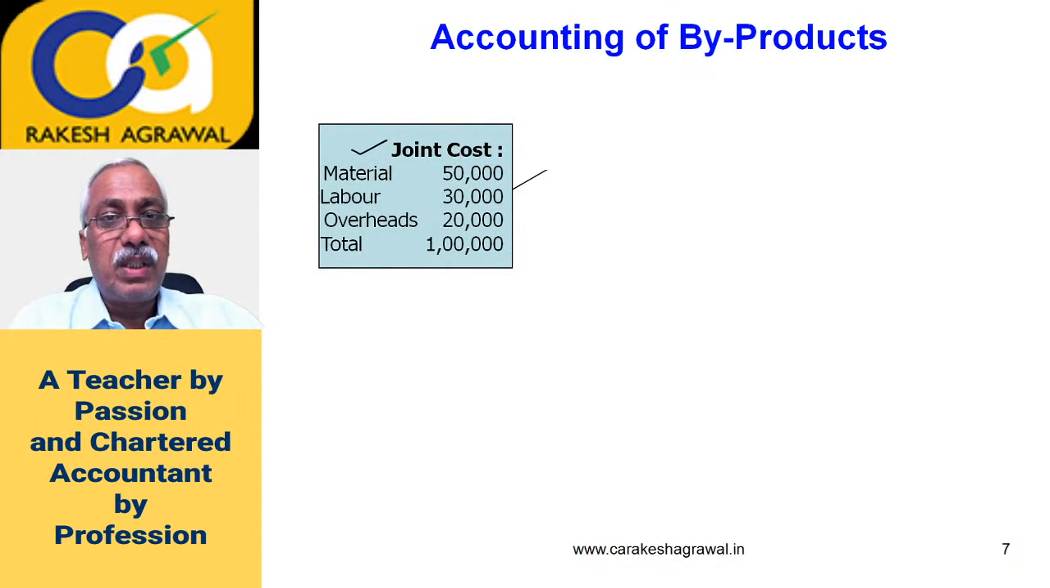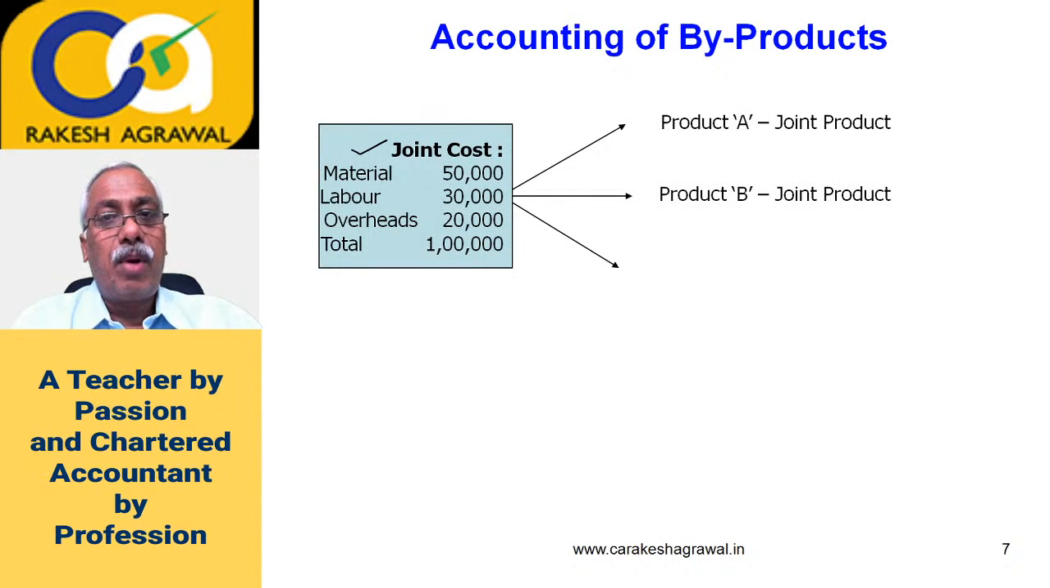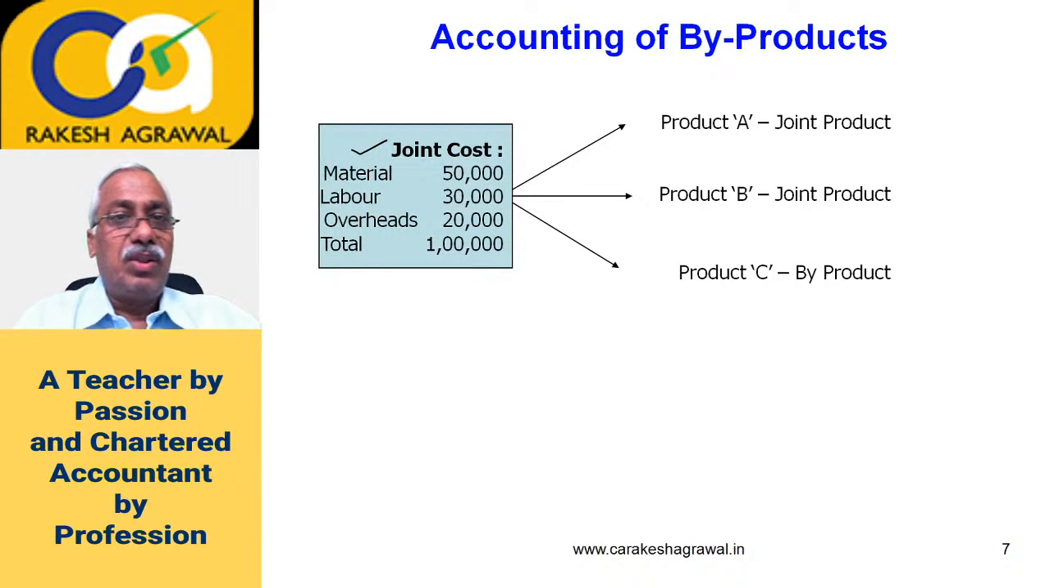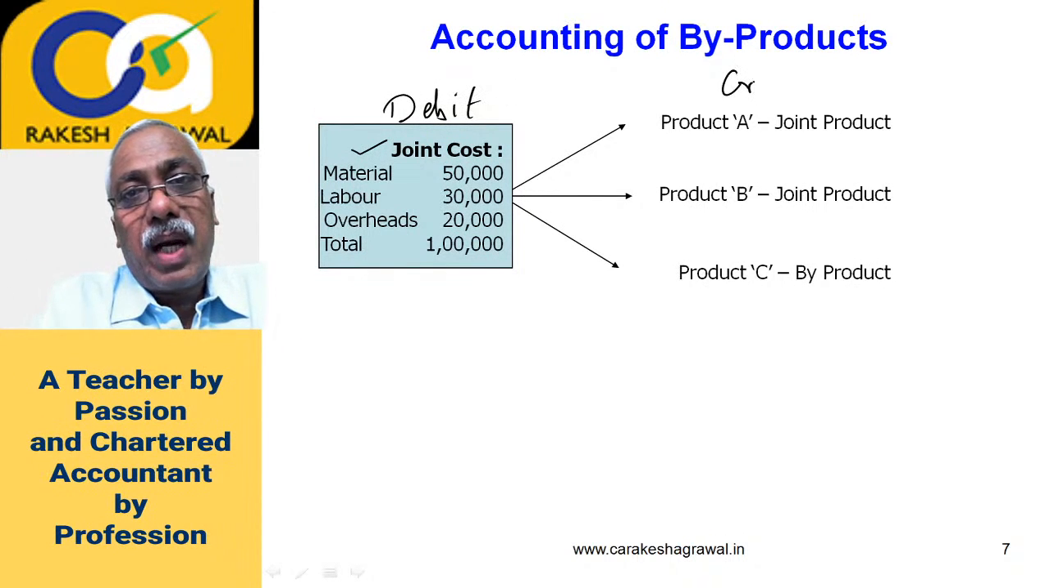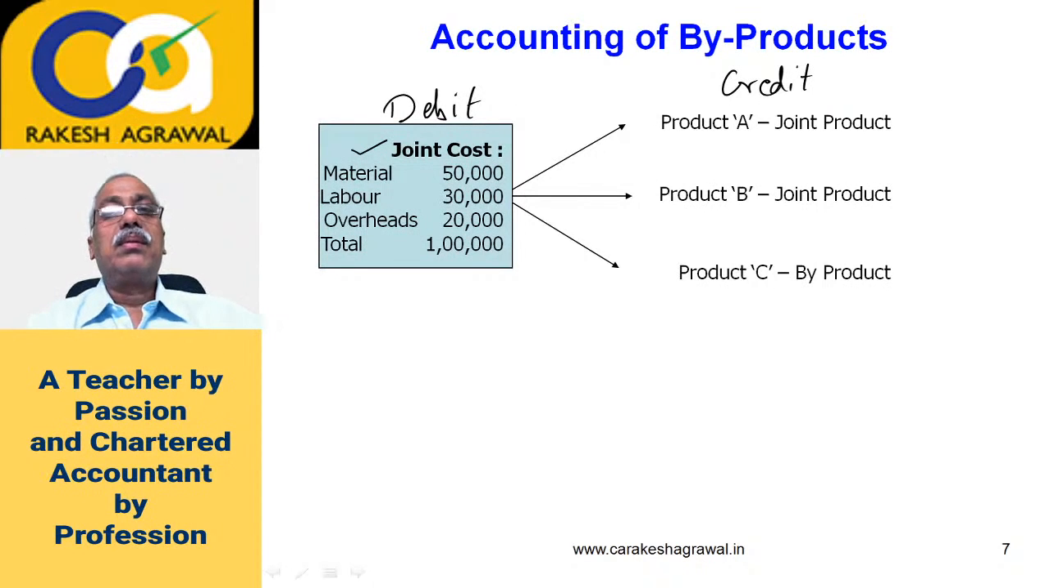From this process, 3 products have emerged. Let us say product A, product B, and product C. Process is common, so this is the debit side of the process account, and the 3 products you will write on the credit side of the process account. Now you have to assign this 1 lakh value to product A, B, and C. That is what the topic is. That itself is called accounting.